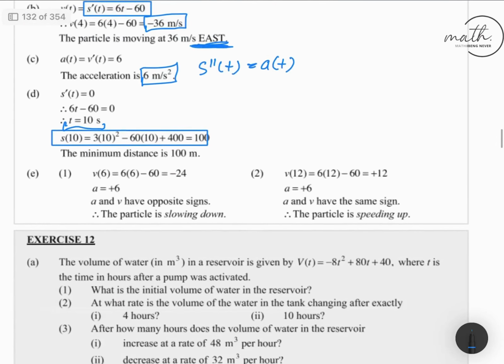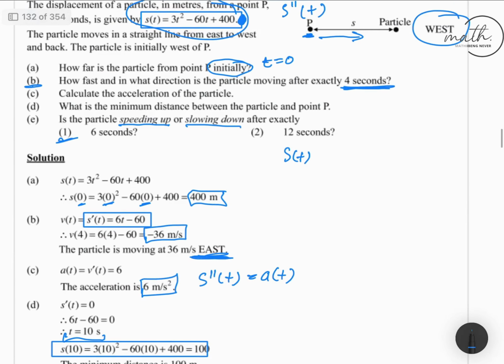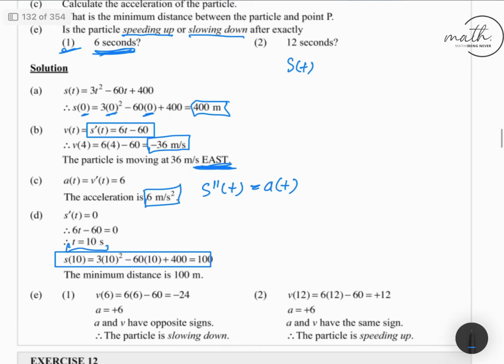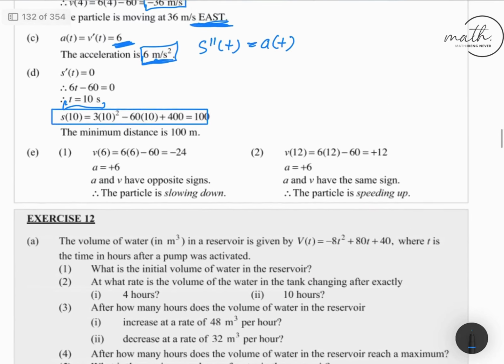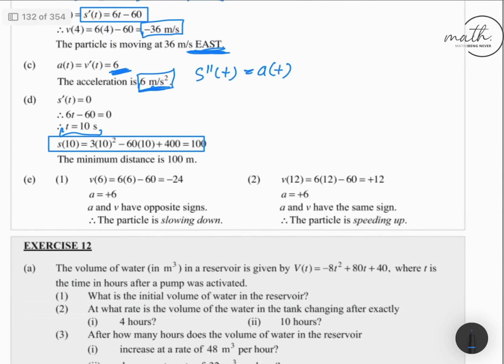So, 1, speeding after exactly 6 seconds. So you need to find the velocity after 6 seconds. The acceleration is always going to be the same. It doesn't depend on the time. Acceleration will be 6. So you find the velocity first. You get that the velocity is minus 24. So now the acceleration is positive 6, velocity is minus 24. Now they have opposite signs.